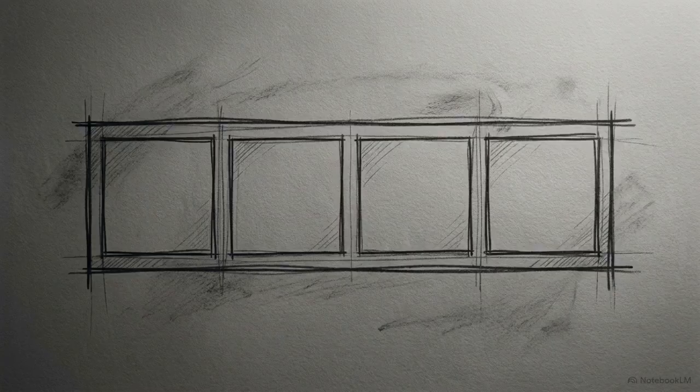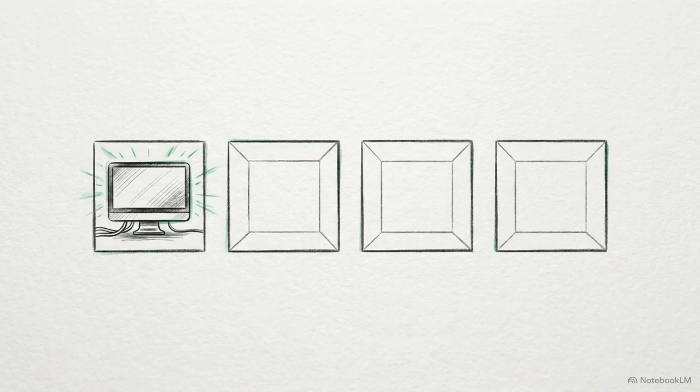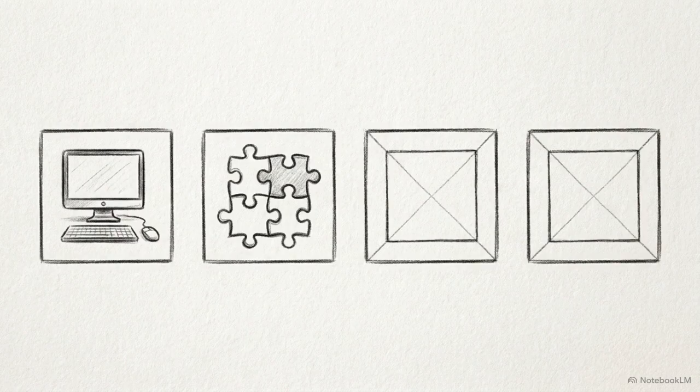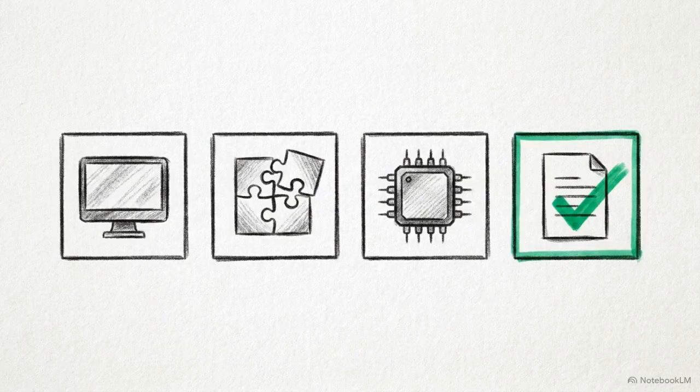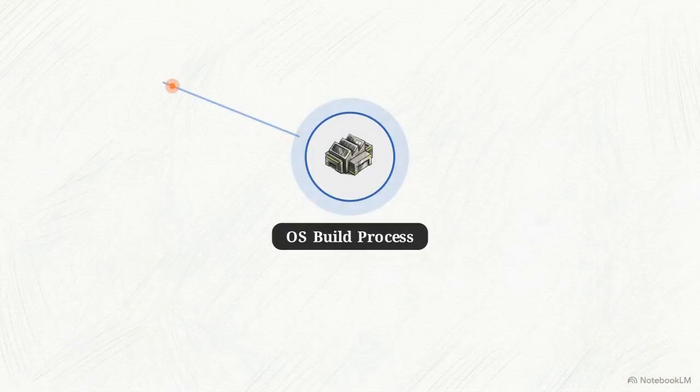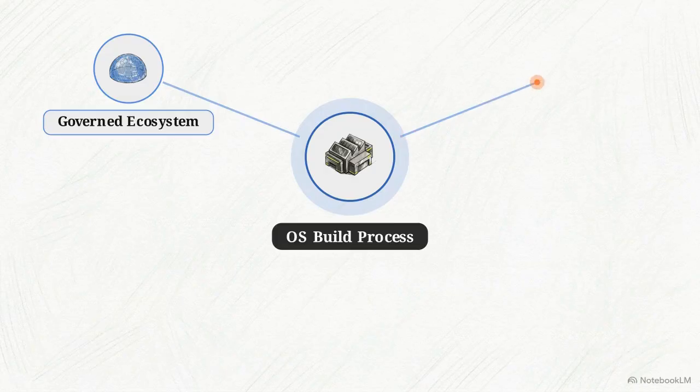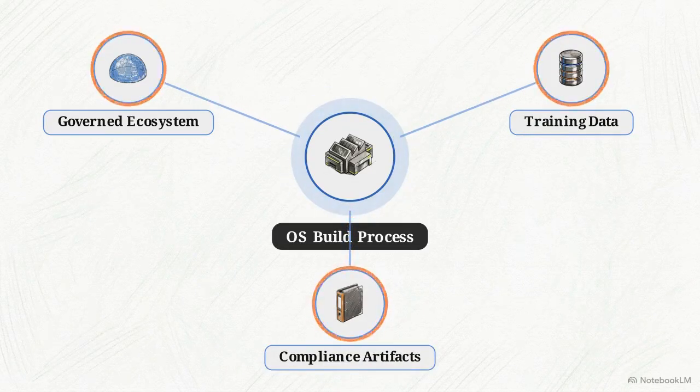The v4.0 OS rests on 4 pillars. 1. The unified interface. 2. F5 Synth composition. 3. F5 Savant portability. 4. Compliance and data exhaust. Building with this OS generates a governed ecosystem, custom training data, and legal compliance artifacts as a single, simultaneous operation.